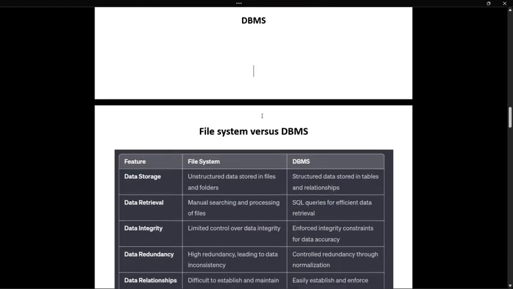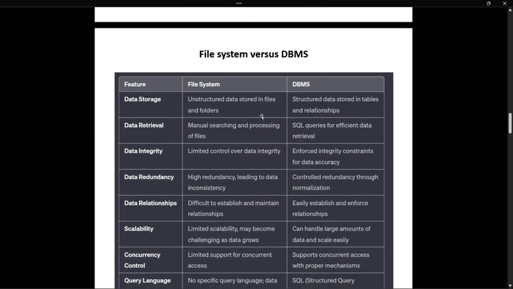Now we'll see what is the difference between the database management system and the file system. First one, in file system the data is unstructured, whereas in database management system the data is structured. Coming to the presentation of data, in file system the data is presented in the form of files and folders, whereas in database management system the data is stored in the form of relationships and tables.